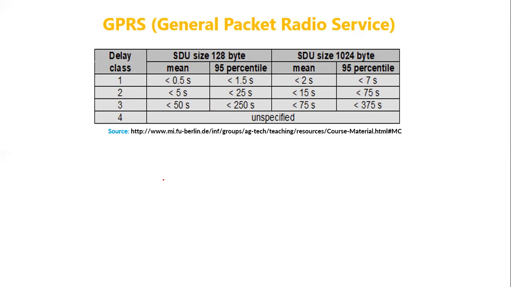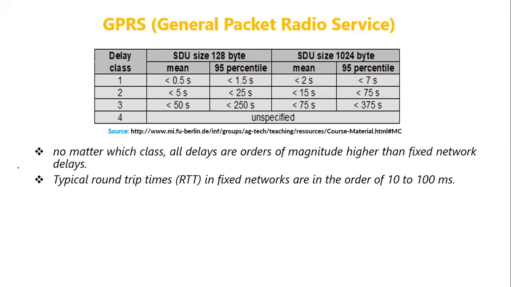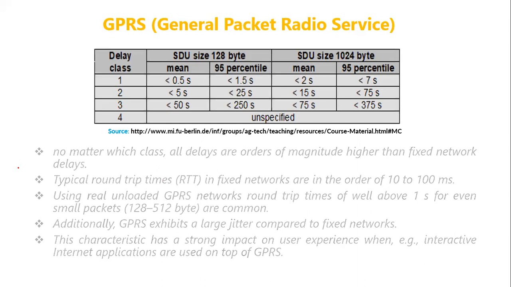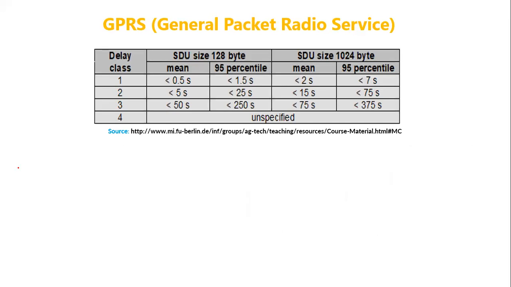Reliability class 1 could be used for very error-sensitive applications that cannot perform error corrections themselves. So these are the various reliability classes.